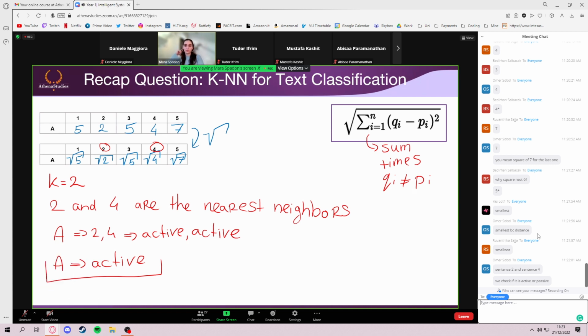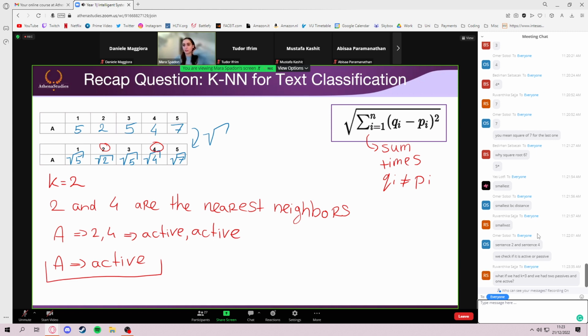All right. Are there any questions about K nearest neighbor text classification so far? What if we had K is 3 and we had 2 passives and 1 active? Well, there are multiple ways of solving this. You could check, okay, in case I have 3 of them, let's say I had 2, 4, and another one which had the same value. But since the square root of 2 is the smallest one, and this has a label of active, for example, then I could say, okay, then I choose active.